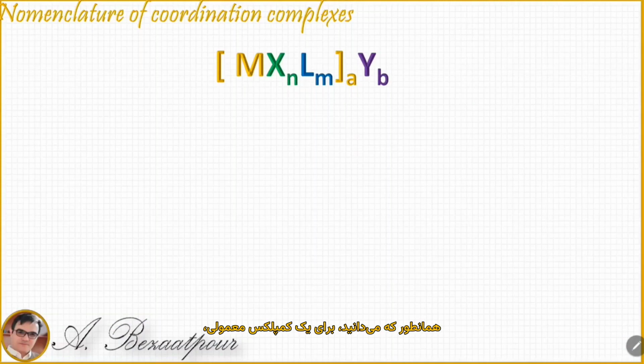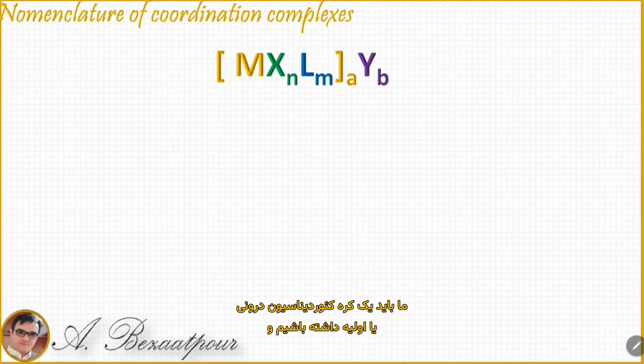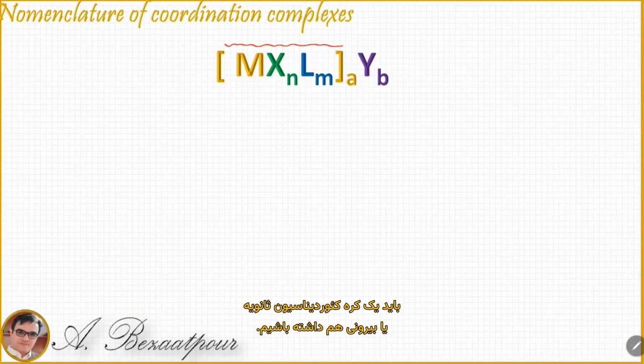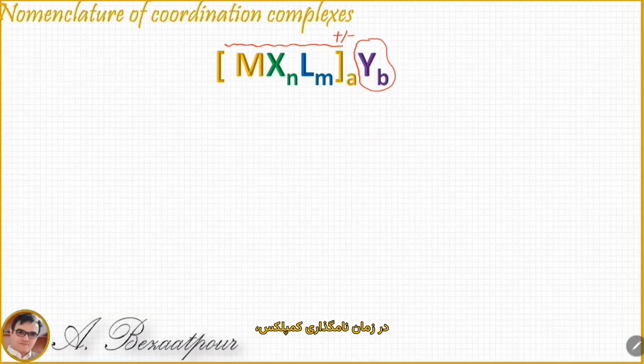In this video I'm going to discuss the naming of ligands in the inner coordination sphere of complexes. As you know, for a normal complex, we must have an inner or primary coordination sphere, and if we have an ionic complex, we will have a secondary or outer coordination sphere. At the time of nomenclature of a complex, we first specify these coordination spheres.